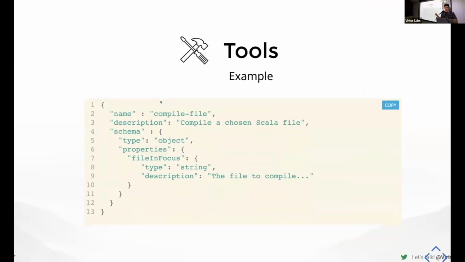And here's an example of a tool we have. So compile file. It needs a name, description, and that schema, which here is very simple. It's just file in focus. So which file you actually want to compile. And you can have any number of those tools. It's not easy to know when the agent would actually invoke them, but if the use case for a tool is simple, it will usually use it for that purpose.